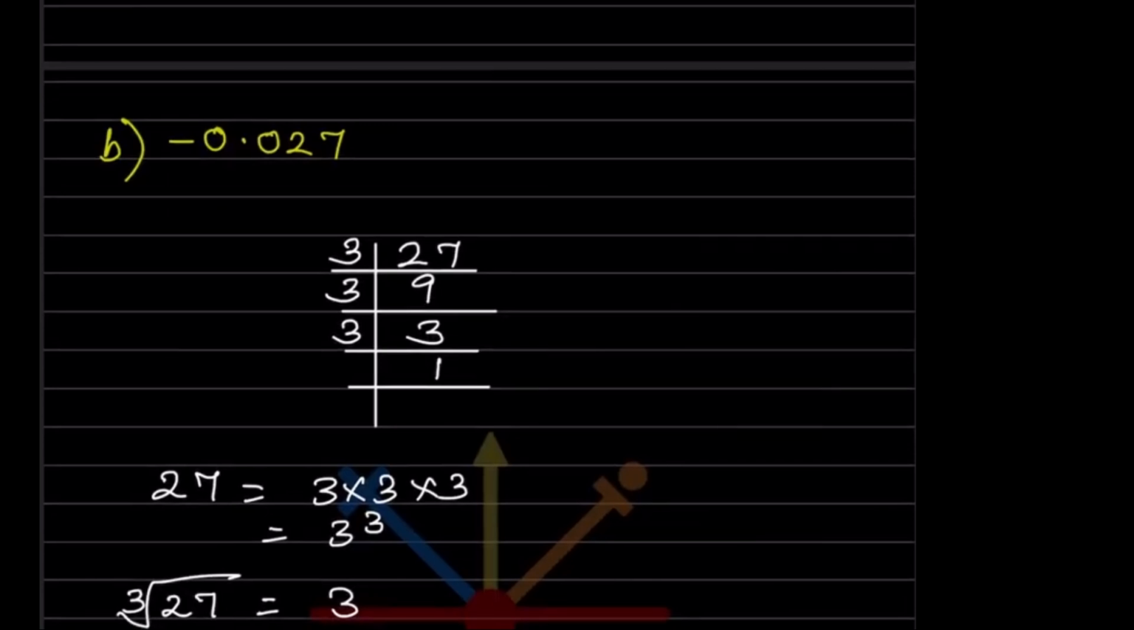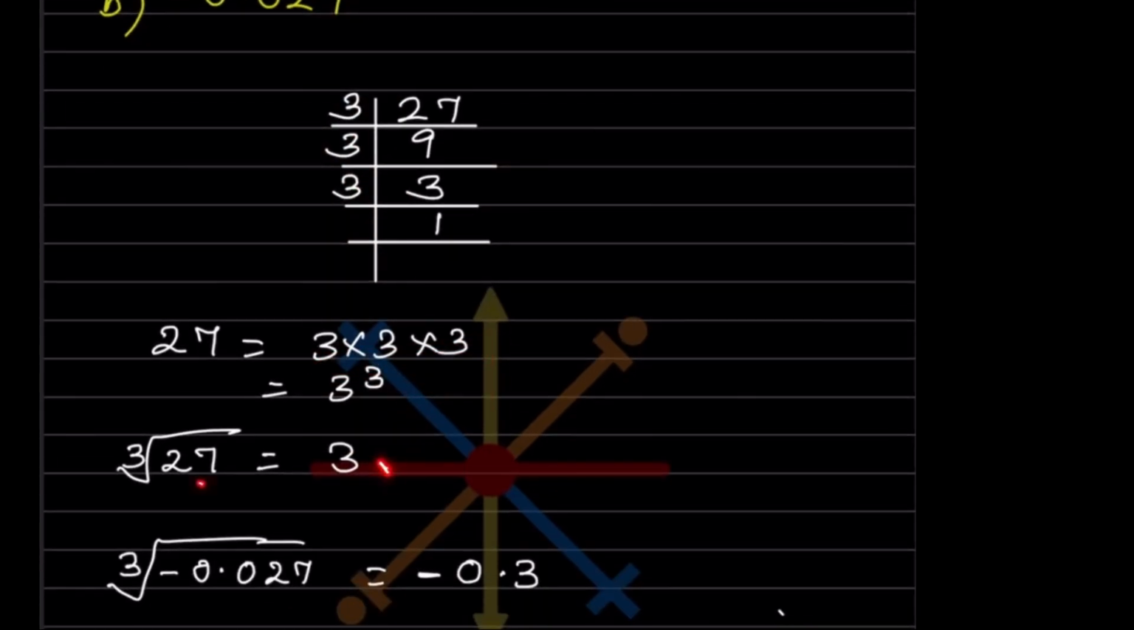So now again here, we'll just concentrate on this number 27, and we'll take the factors of that. So 27 is 3 into 3 into 3, so that's only one group over here. So that is 3 cubed. So the cube root of 27 is going to be 3.